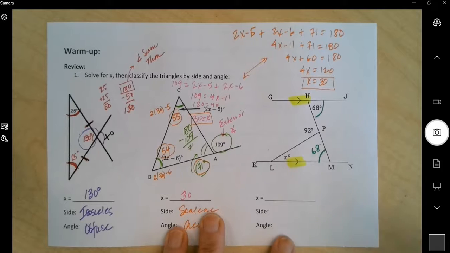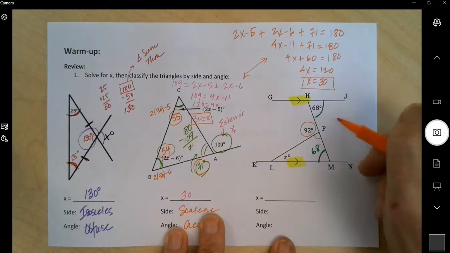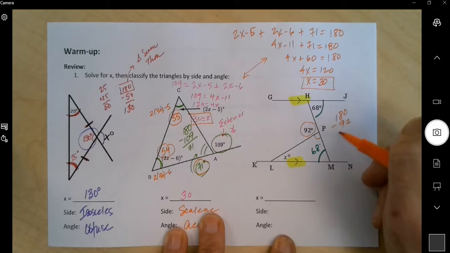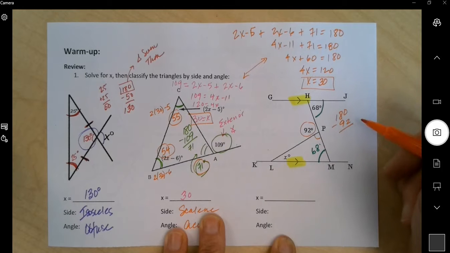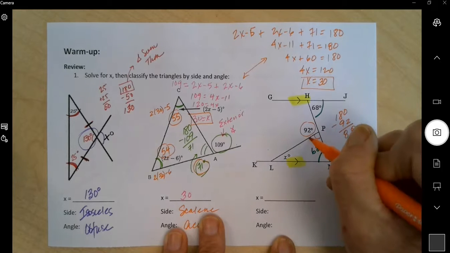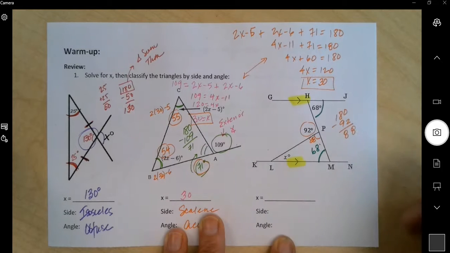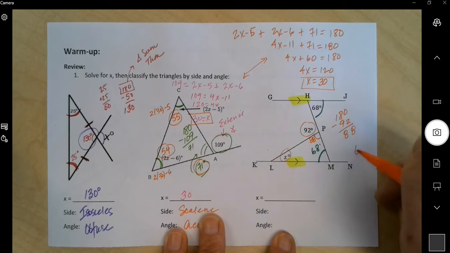When I need to find this angle, I'm going to go ahead and use my linear pair. 180 minus 92. Sounds like it equals how many? 88. So now if I have an 88 and a 68 degree, then my x is going to be equal to, if I add 68 and 88, when you add that up, minus it by 180. Yes, ma'am.